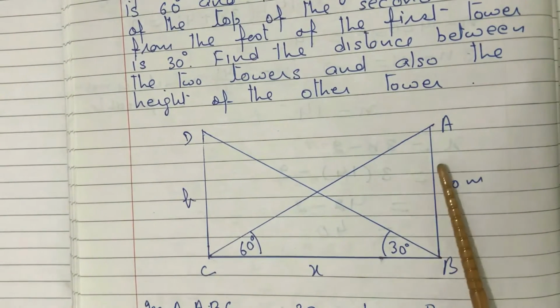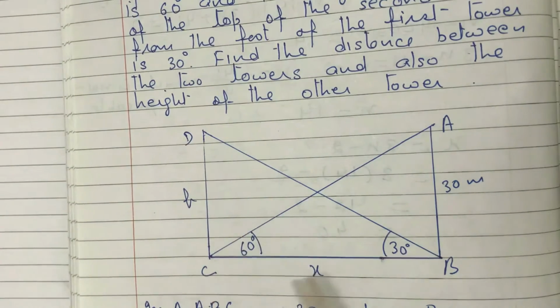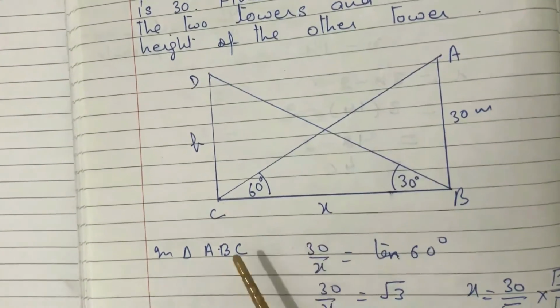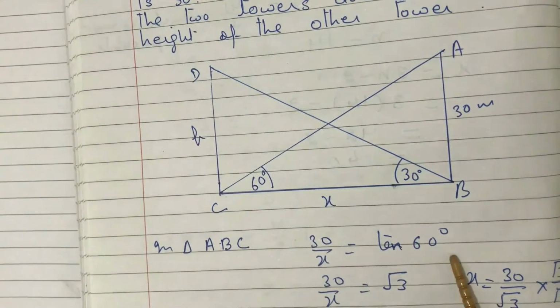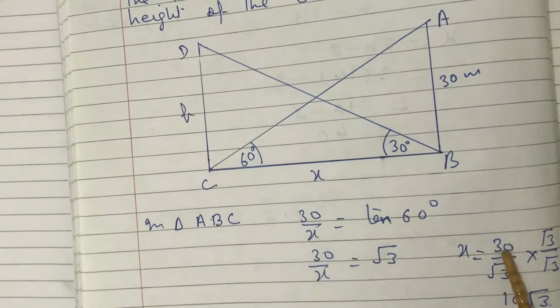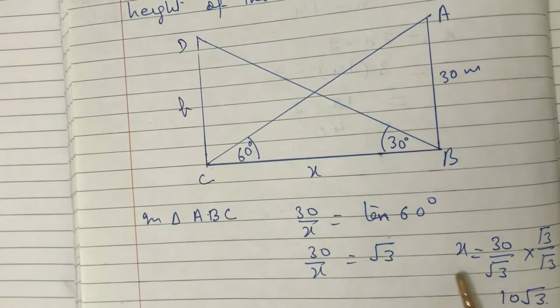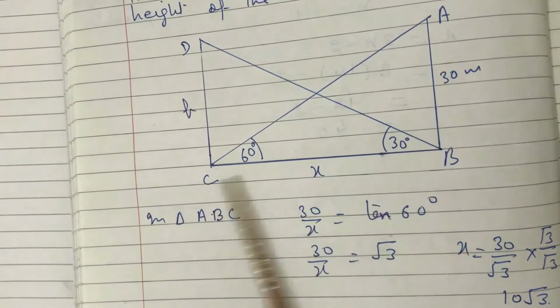Now this is the figure, and I think you can easily draw the figure. Now you have two triangles. One is ABC, the other is DCB. Discuss these two triangles, you will get the result. Now in triangle ABC, 30 by x is equal to tan 60 degree. 30 by x is equal to root 3. So x is equal to 30 by root 3. Rationalize it, you will get 10 root 3. So one answer is here. So you will get the value of x, the distance between BC.